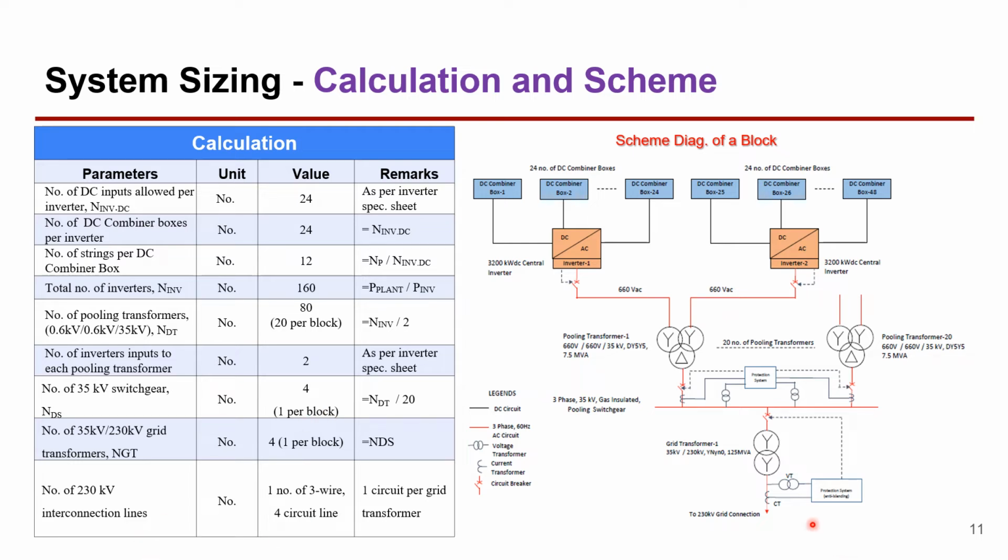Power will be collected through an overhead transmission line from each grid transformer, and there will be one gantry structure which will combine all 4 overhead transmission lines and form one transmission line of 4 3-phase circuits, which will then be connected to the existing transmission grid.